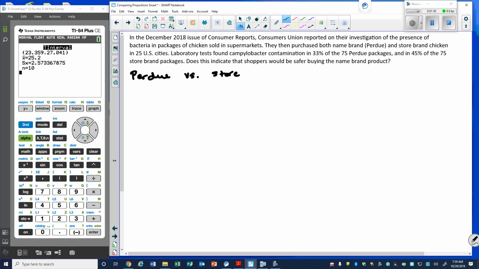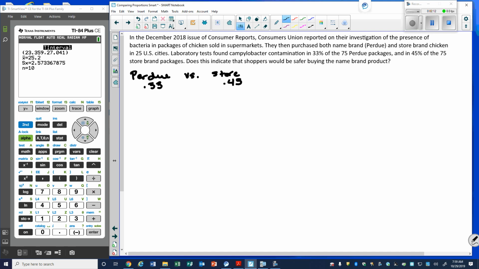Because we are looking at percentages, and we came out with 33% of the Perdue packages having contamination and 45% of the store brand packages having contamination, we're looking to compare those to see: is this truly a big enough difference to say that the store brands had more contamination, or is this just random variability? They're really both the same, and we just happened to get it in this sample.